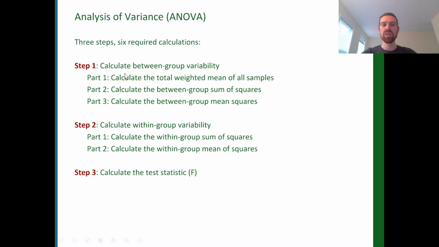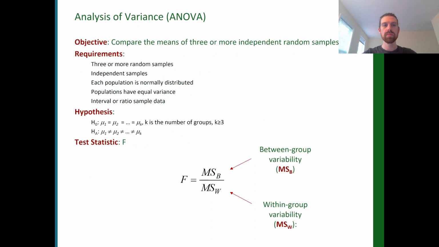So we're going to focus on calculating the between group variability, and I'll explain what that means later. Calculating the total weighted mean of all the samples, calculating the between group sum of squares, and calculating the between group mean of squares. And then once we've completed that first step, in the second step we'll calculate the within group variability. So that involves calculating both the within group sum of squares and the within group mean of squares. And then finally we'll calculate the F statistic.